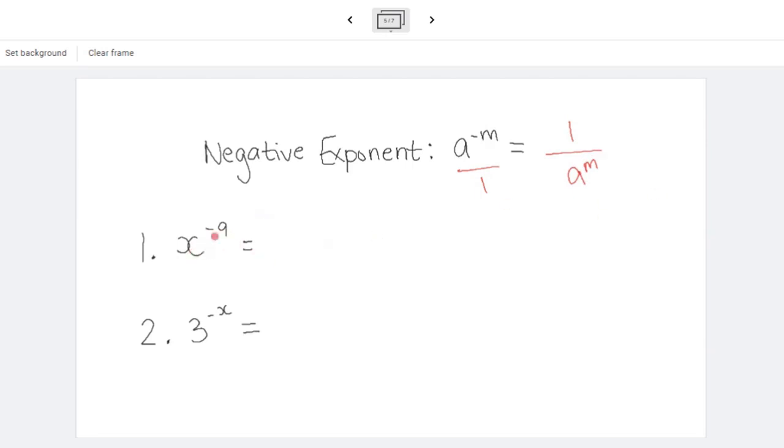So this x to the power of negative 9 is going to be 1 over x to the power of 9, not negative, just 9. And 3 to the power of negative x is going to be 1 over 3 to the power of x, okay? If you have something like 1 over x to the power of negative 9, the reciprocal of this is just going to be x to the power of negative 9 on top, and then just take out the negative. So the answer to that is simple. It's x to the power of negative 9. Okay, easy?